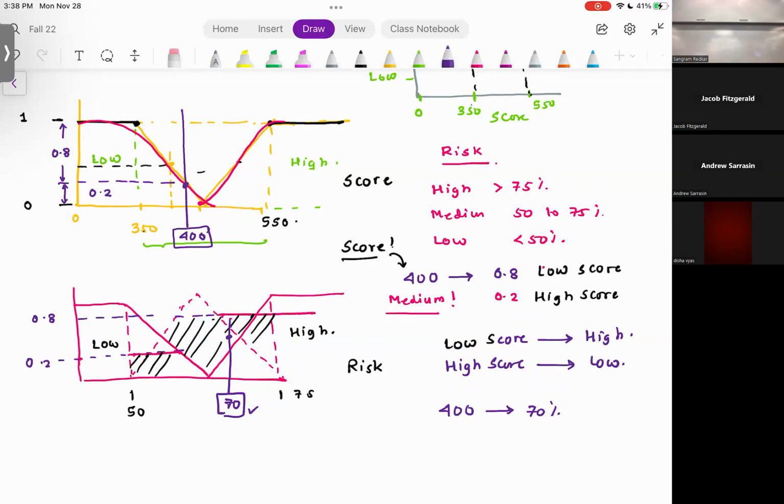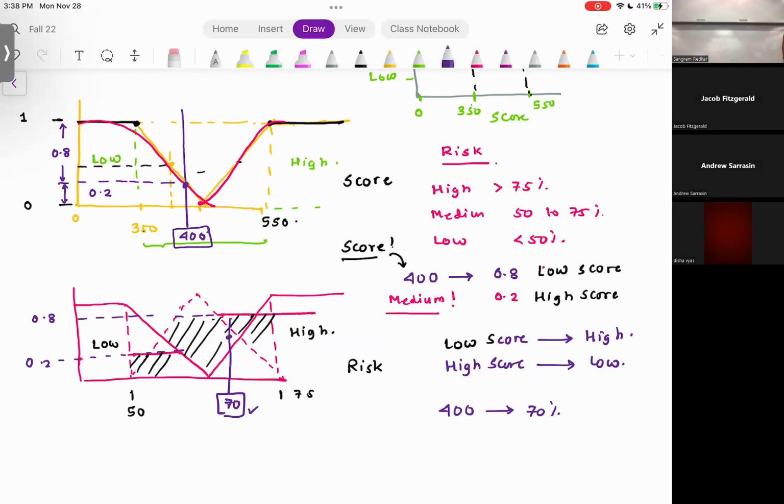Yeah. So the 0 to 1, the 0.2, 0.8, is that the probability that that score belongs in the middle? Yes. So basically, if your credit score is 400, that means most likely it belongs 80% on the low side, and 20% on the high side.